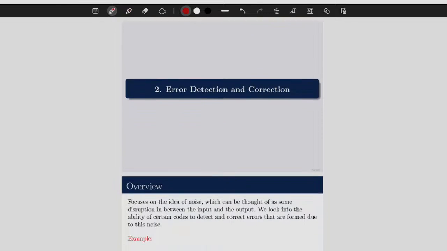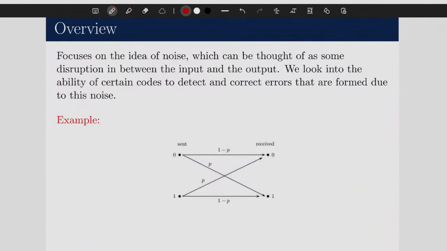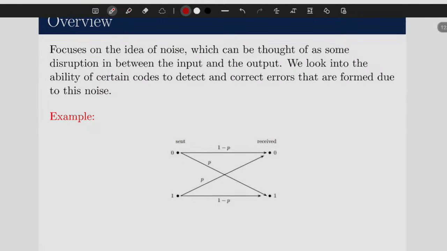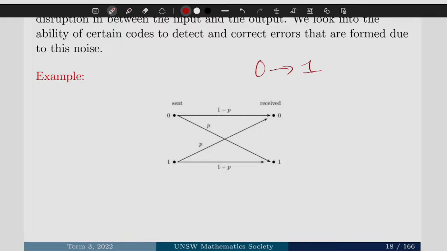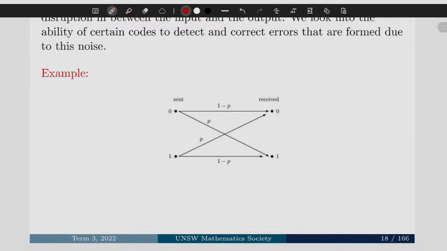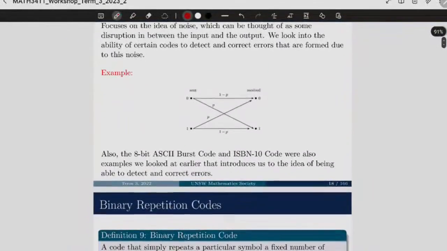So, error detection and correction. We had some basic examples with the ISBN and ASCII codes, but let's extend this to a bigger mathematical framework. The idea of this chapter is focusing on the concept of noise that I was talking about earlier. For example, if there is noise in the channel and I have a probability p where it gets corrupted, then we can craft this as a diagram to represent that. So we're basically looking to detect and correct errors.